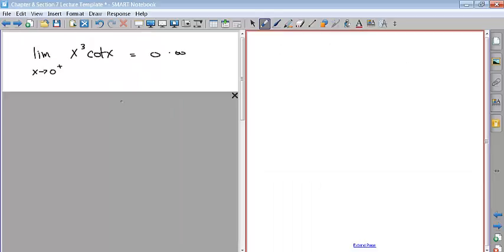So what I do is I would make it into a ratio. That's when L'Hopital's rule works. So if I did x cubed divided by 1 over the cotangent of x, but the 1 over the cotangent is the tangent. So now my original equation is rewritten as a ratio. Here I had 0 times infinity. In this case, I'll have 0 divided by 0. So it'll be a different kind of indeterminacy.